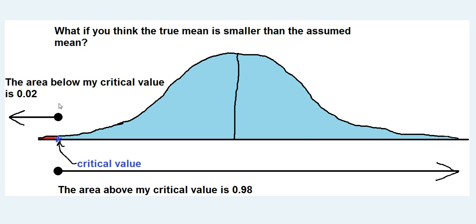And if you had a left-tailed test, let's say you think the true mean is smaller than the assumed mean, then the critical value would be the value that separates the bottom 2% from the top 98% under the bell curve.